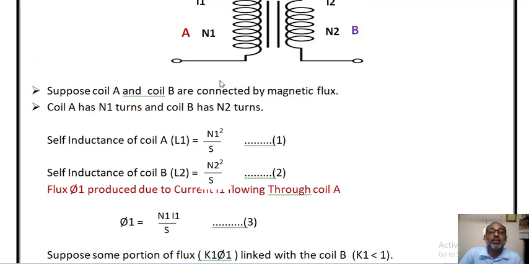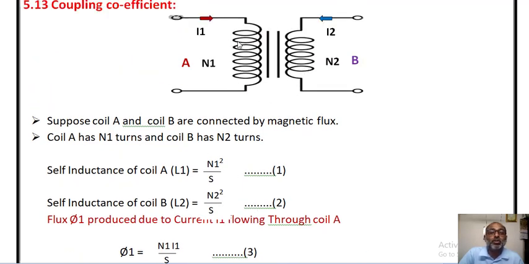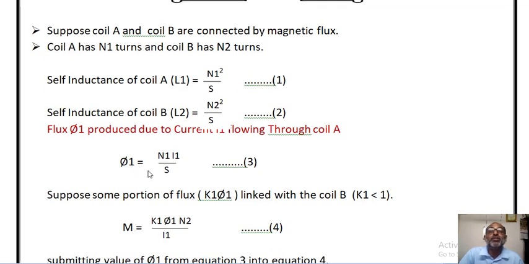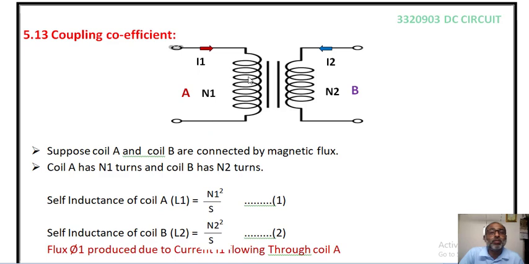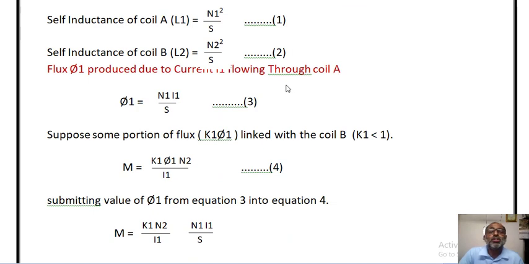Now when the current I1 is passing through this coil A, it produces magnetic flux Φ1. So do you understand? When current flows through this coil A, it produces flux Φ1. Its value becomes Φ1 is equal to N1 I1 divided by S. That is your equation number 3. Now this flux is linked with this coil B. But suppose some portion of flux, here write K1 Φ1, is linked with the coil B. The value of this K1 is less than 1.